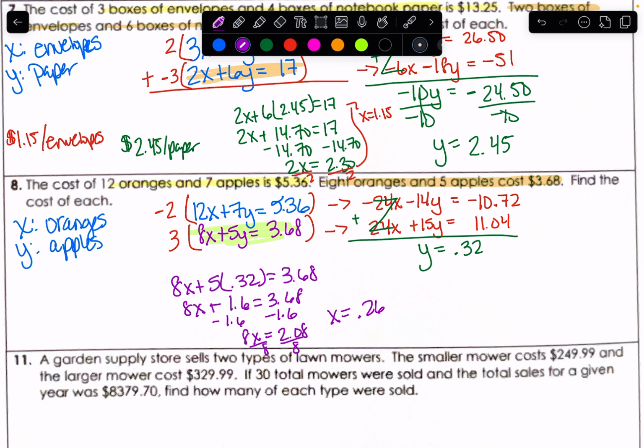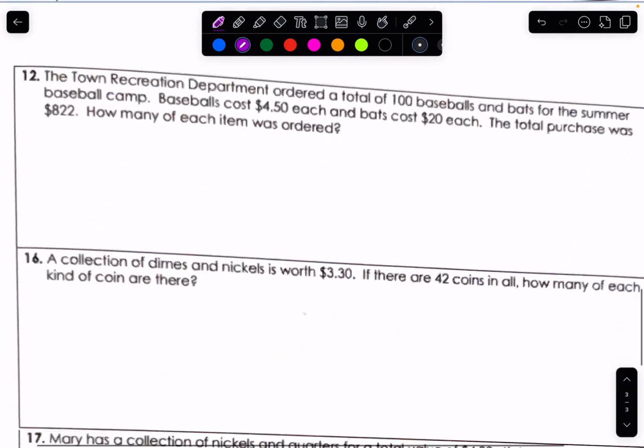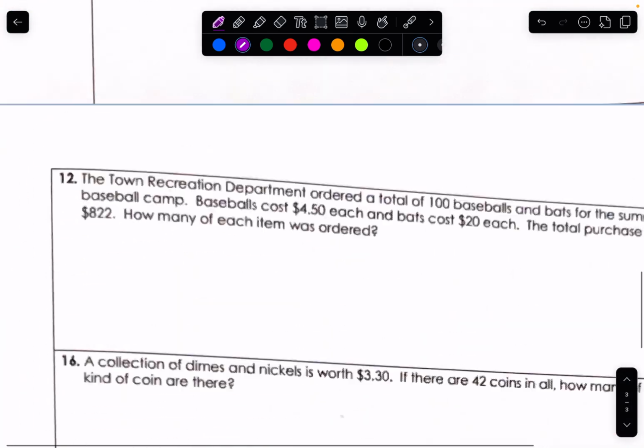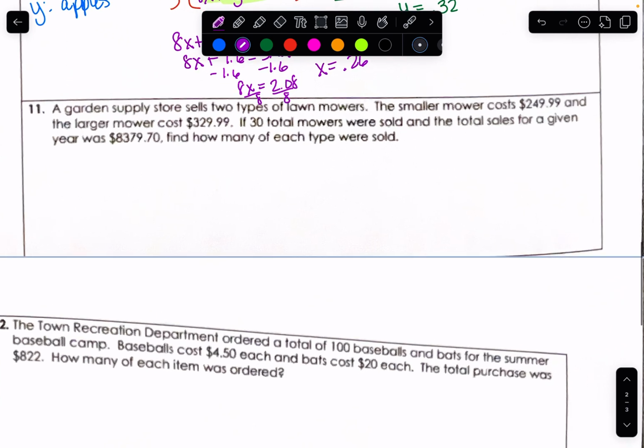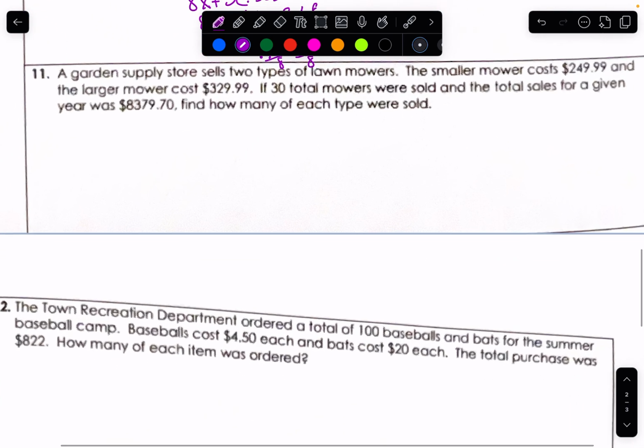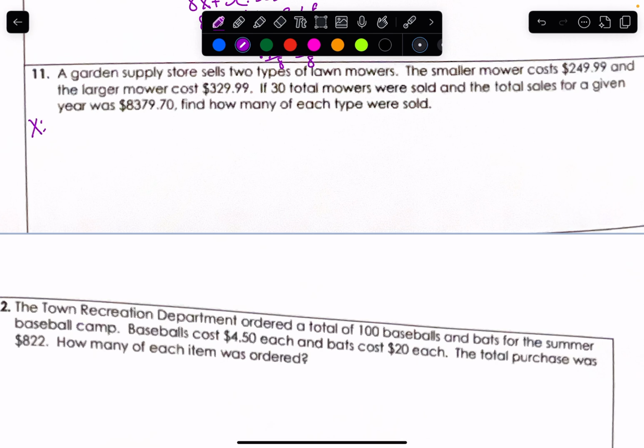All right, so now for these, we're just going to set up the equations for 11 and 12, and then you are going to solve them on your own. So for number 11, a garden supply store sells 2 types of lawnmowers. The smaller mower costs $249.99, and the larger mower costs $329.99. So we're talking about small mowers and large mowers. So let's let X represent the small and Y represent the large.